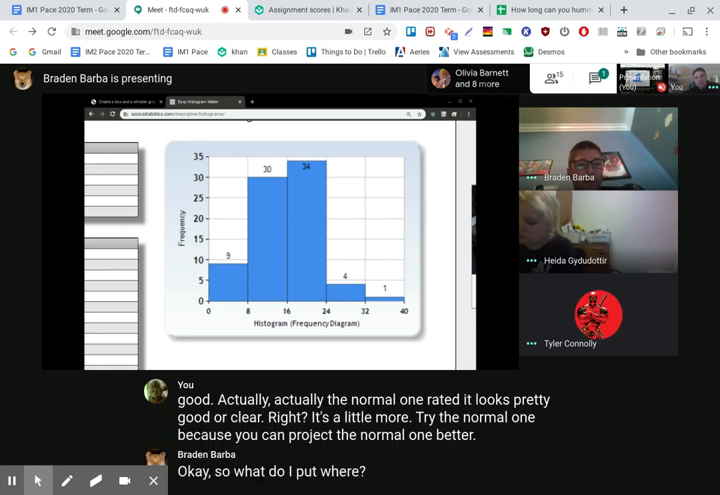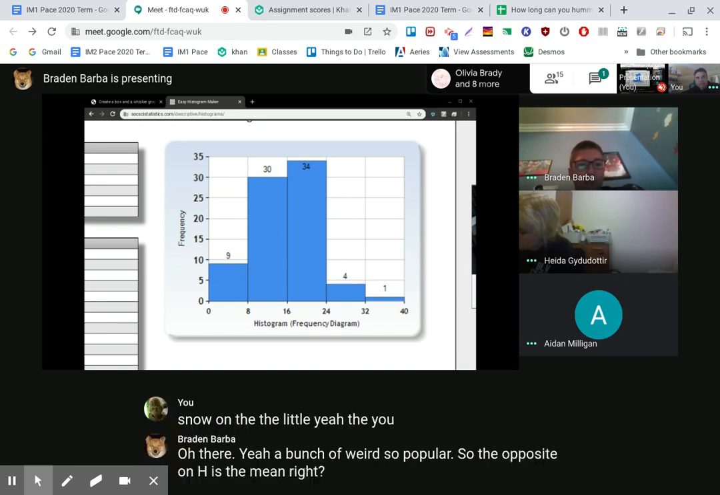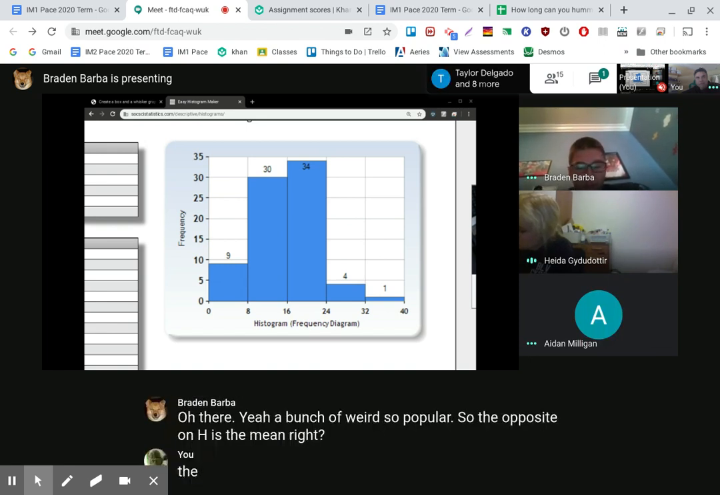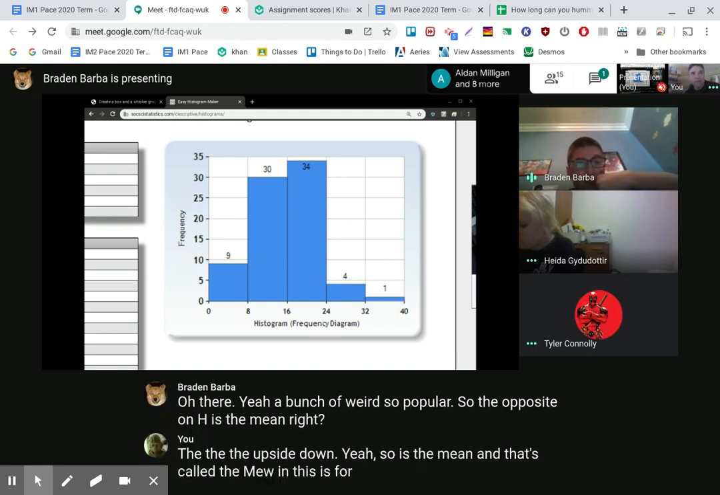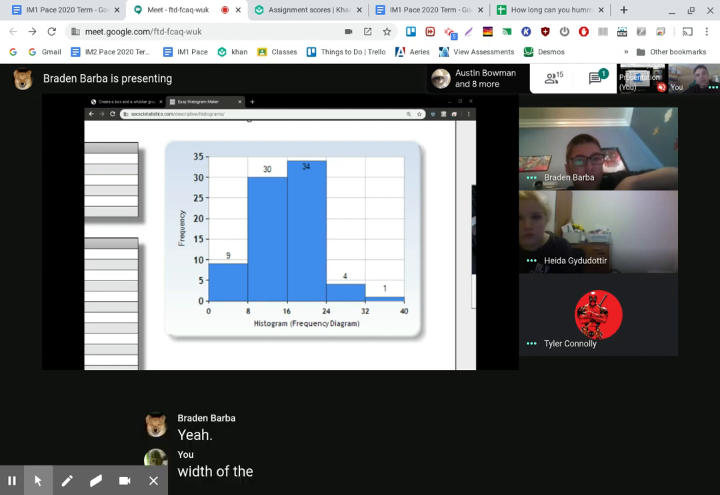So on the little U, yeah, the U popping up. So the upside down U is the mean, right? Yeah, the mean, and that's called the mu. And this is for data. And then this is the standard deviation, the width of the bars.